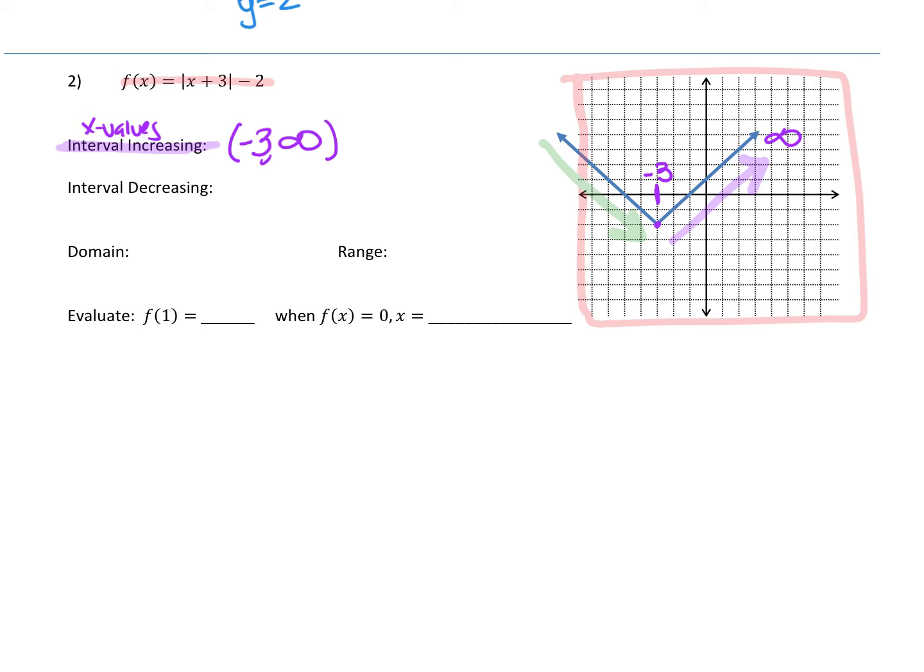Same thing with interval of decreasing. I'm still going to use my x values. So if I look at this graph, it is decreasing from the left, meaning it's decreasing from -infinity, and it stops decreasing here again at -3.